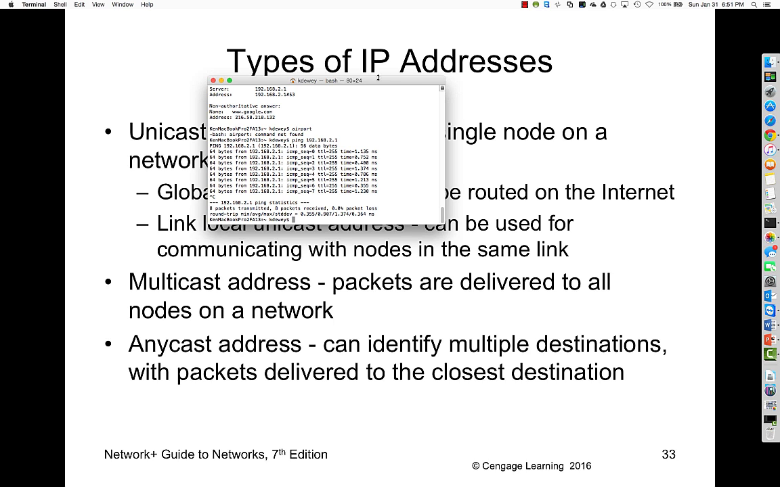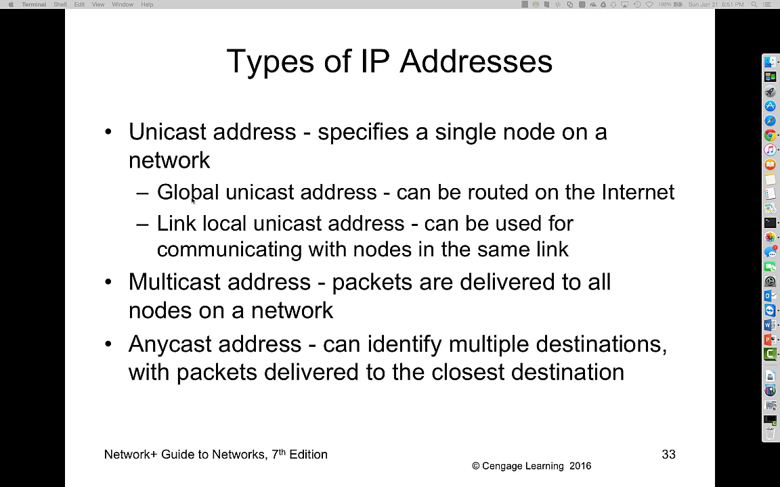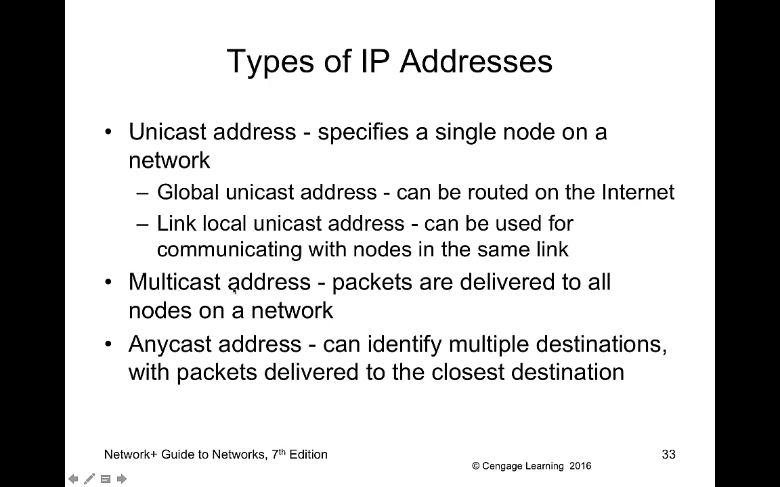We also have global unicast and link local addresses. These are different types of unicast address on an IPv6 network. Multicast is like a broadcast. I don't know if I have Wireshark on here. Let me find out if I do. I do not, so I cannot show you that example, but I'm sure you'll see it in one of your classes. Multicast is like a broadcast. Packets are delivered to everybody on a network.